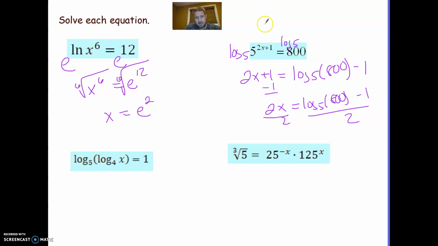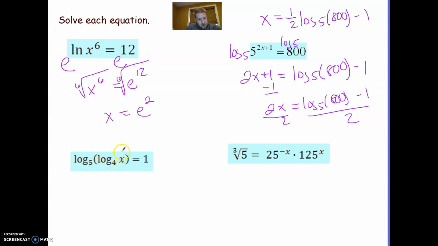That's going to be the same thing as, and this is going to be a weird looking answer, dividing by 2 is the same thing as multiplying by half. So that's 1/2 times log base 5 of 800 minus 1. Whatever that ends up being, you can put that in a calculator and get a decimal answer, but I'm going to leave it like it is because that's a little more precise.